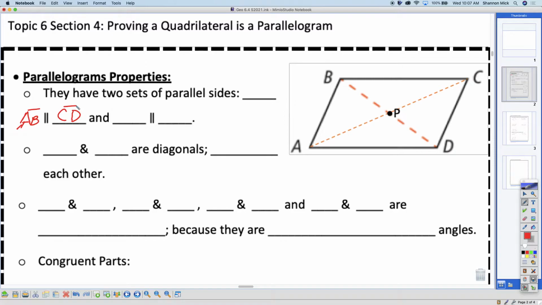It's AB. Okay, and then what other parallel sides do I have? BC and AD. Could I write AD as parallel to BC? Yeah. Okay. So a parallelogram has 2 sets of parallel sides.